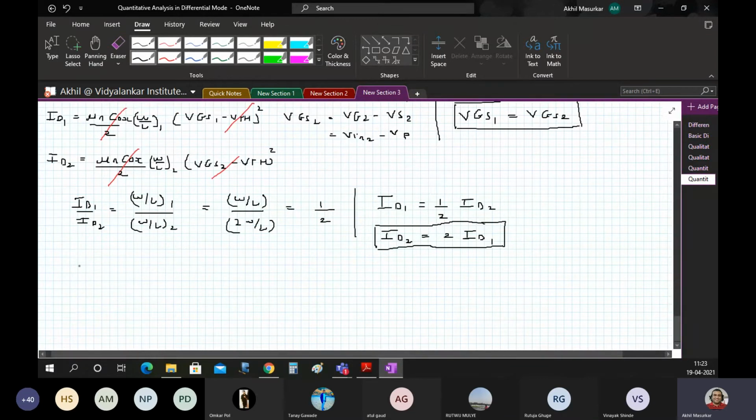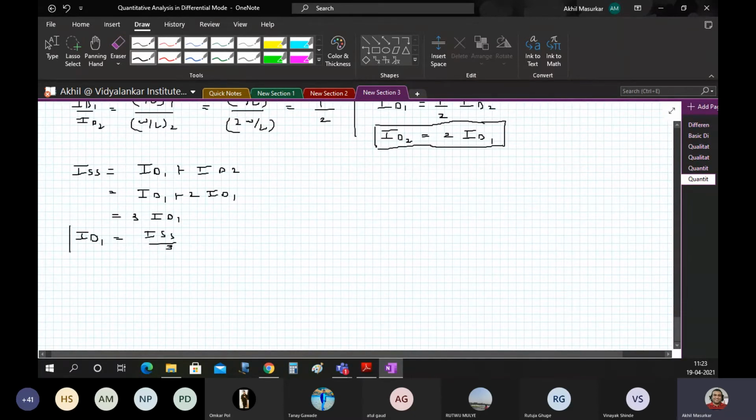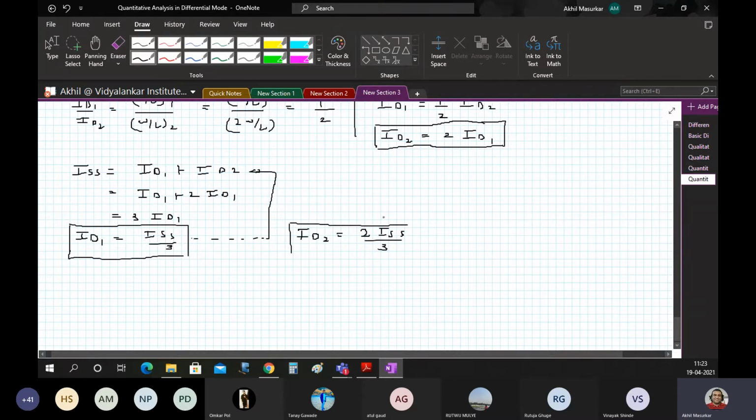We also know one more thing, that is ISS is equal to ID1 plus ID2, and ID2 is twice of ID1, so we can write here ID1 plus twice of ID1, so that is 3 times of ID1. So we can write ID1 is equal to ISS by 3. And if we put this back inside this equation, we would get ID2 is equal to 2 ISS by 3. That is 2 by 3 times of ISS. And if you sum ID1 and ID2, you can see again they are equal to ISS. So this is the simple equation.